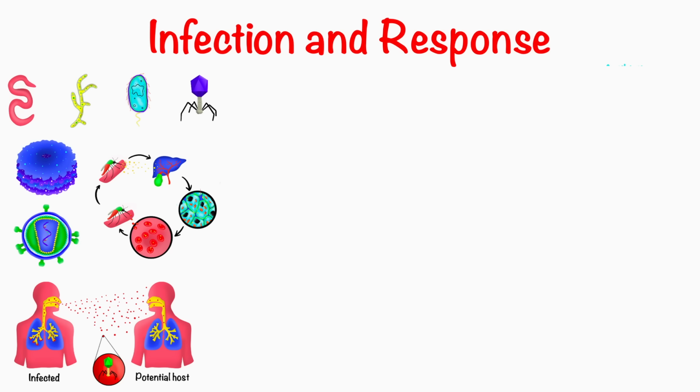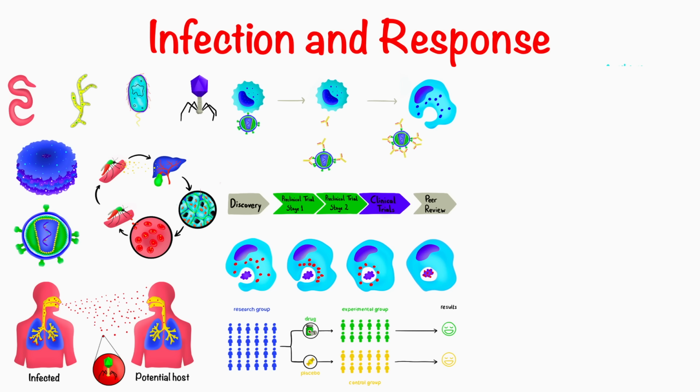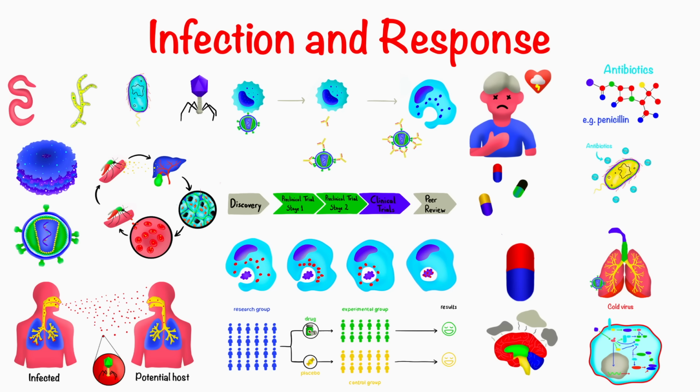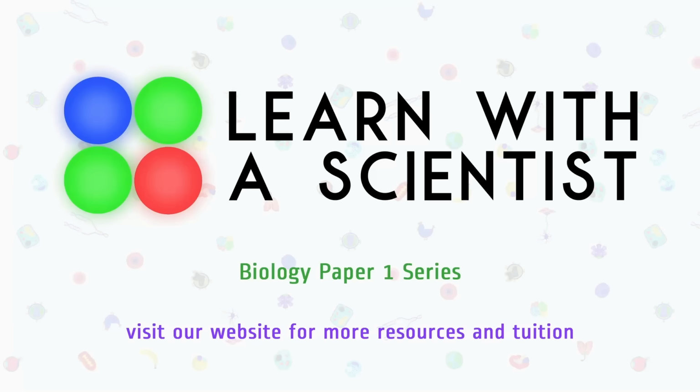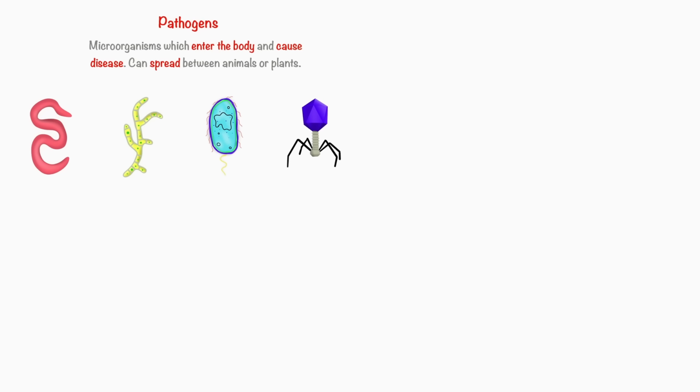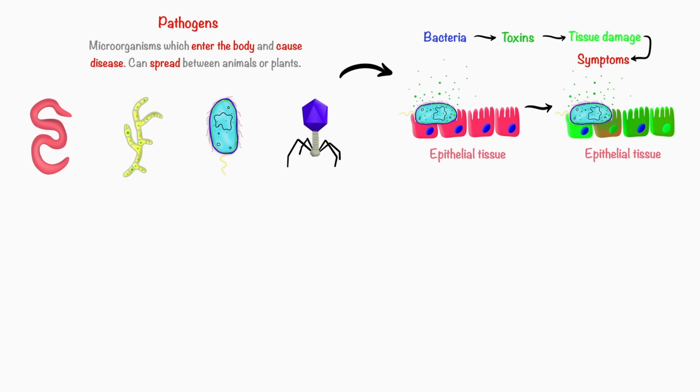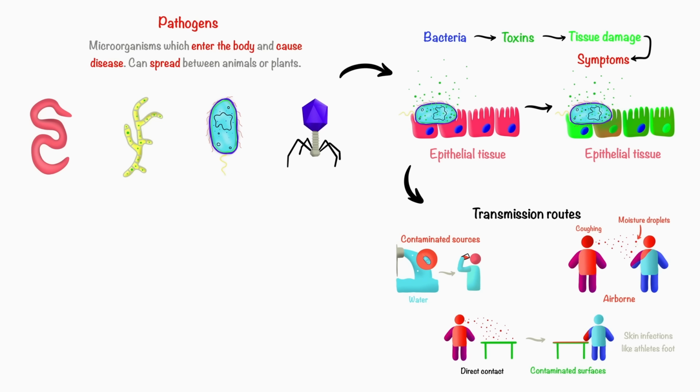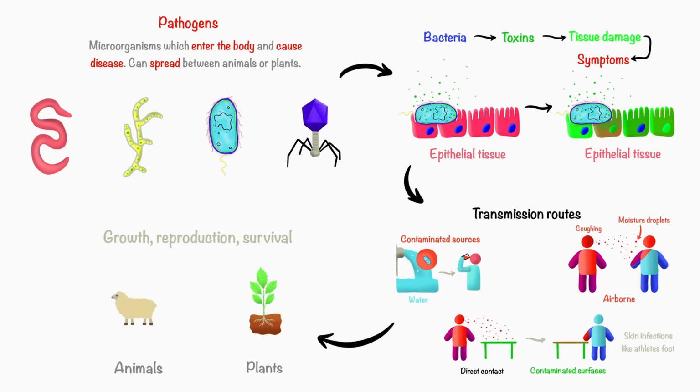In this video, we'll cover everything within the infection and response topic, from how pathogens cause disease to how the body defends itself, and how medicines and vaccines are developed to protect us. Today, we're learning about various disease causing organisms and their distinctive characteristics, how these organisms make us ill through different mechanisms, the various transmission methods that allow infections to pass from one host to another, and finally, how these infections affect both the plant and animal kingdoms.